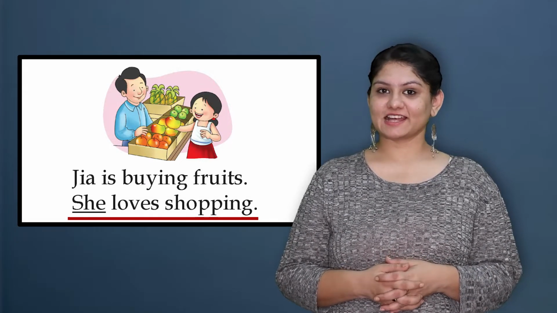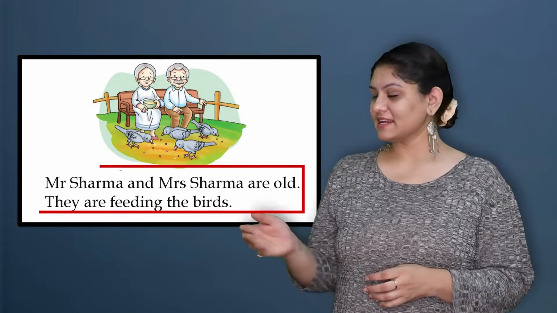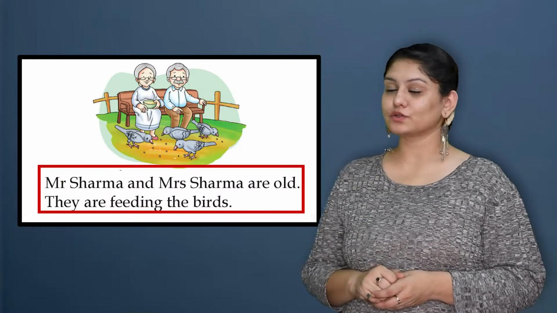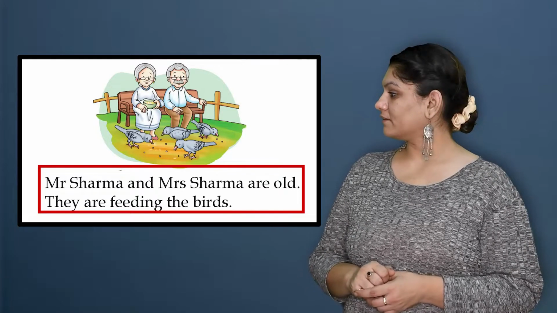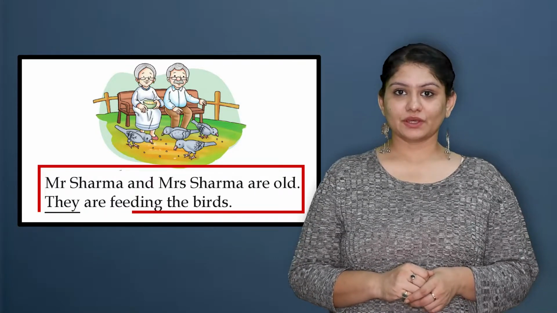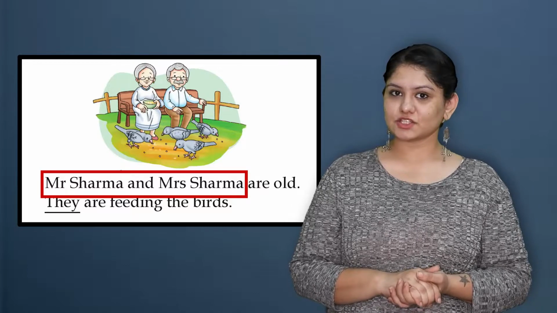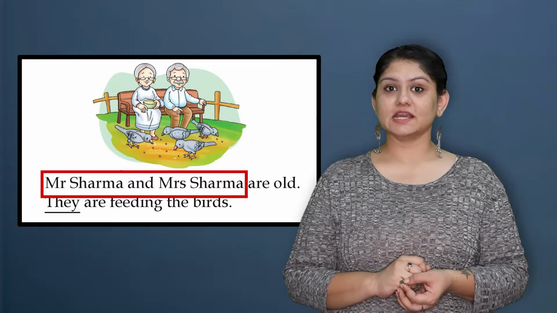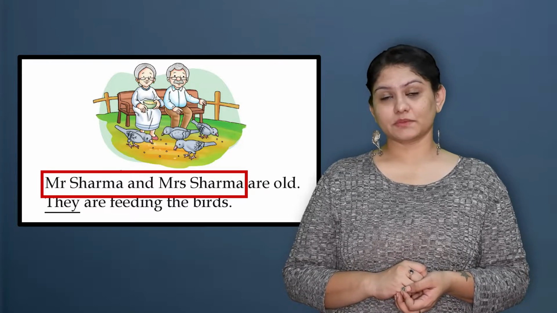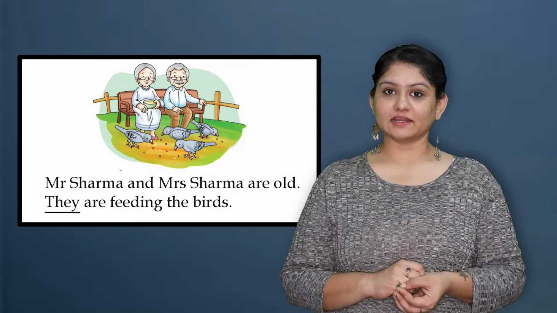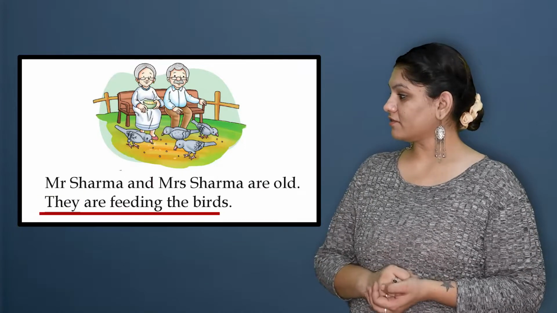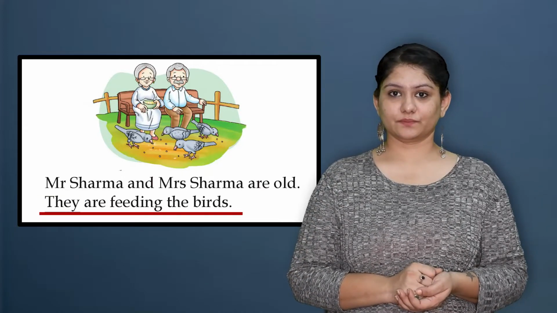Shall we look at another example? The next example we have is: Mr. and Mrs. Sharma are old. They are feeding the birds. So Mr. and Mrs. Sharma are two people. So we cannot use he and she. But in place of that, we use they. They are feeding the birds.